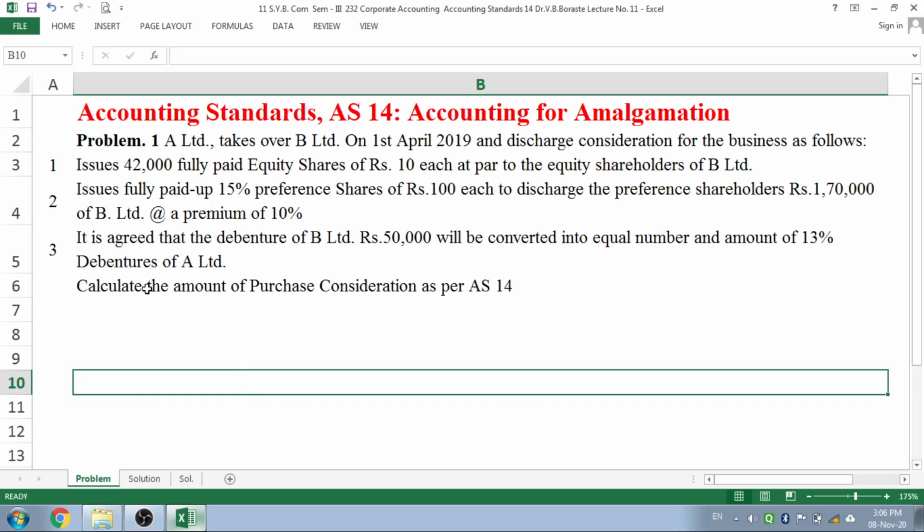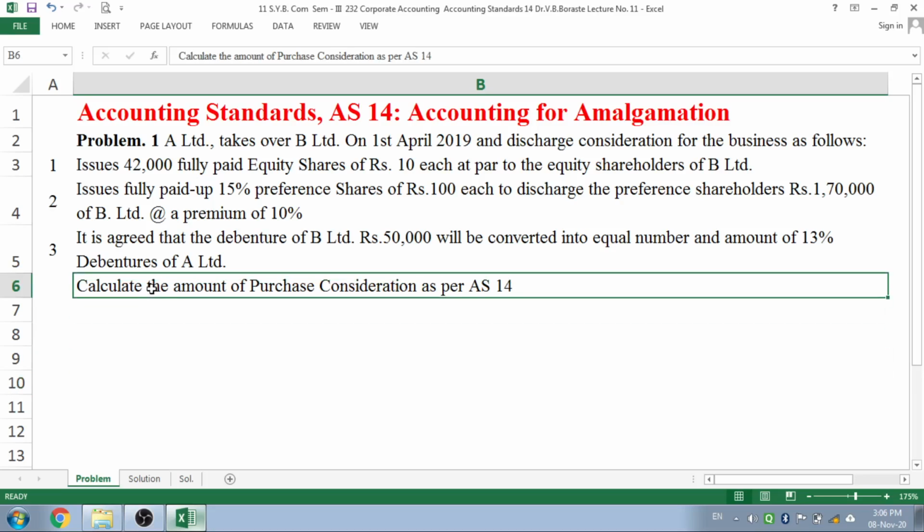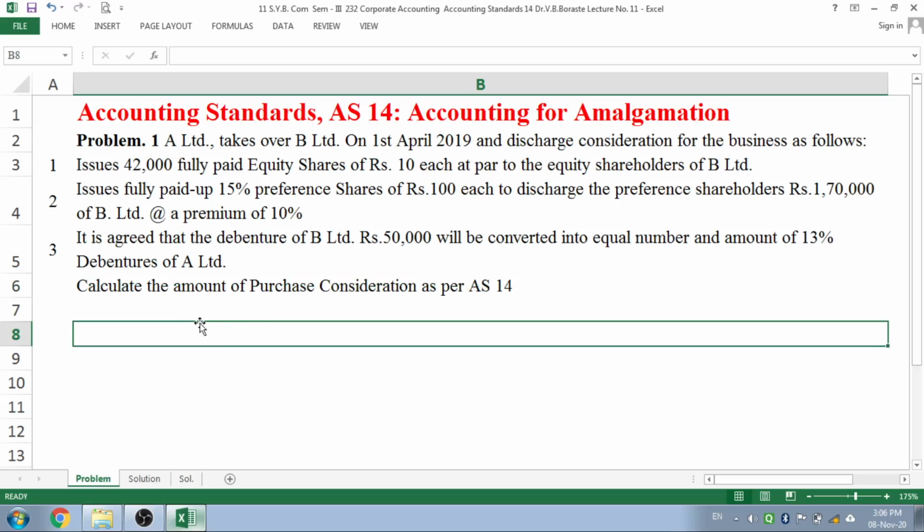First of all, what is asked, what we have to calculate, that is purchase consideration. Purchase consideration is what? As I mentioned in the last video, accounting for amalgamation, that is AS14, deals with when two companies come together and form a new company. At that time, the new company has to pay some amount to the old company.